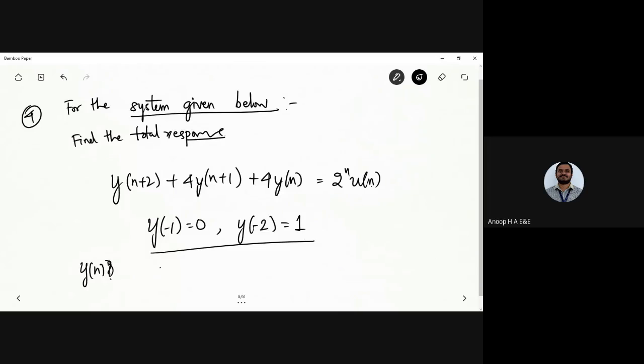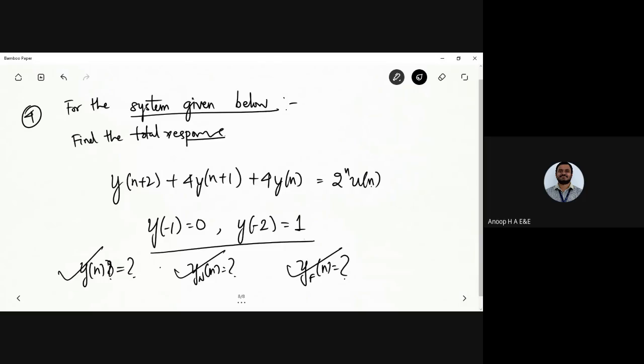So that's the unknown. y of n is the unknown. yn of n is again unknown. yf of n is also unknown. So you have to find out y of n, yn of n, and yf of n, where y of n is the sum of both the natural response and the forced response of the system. So that is one thing that you will be finding out.